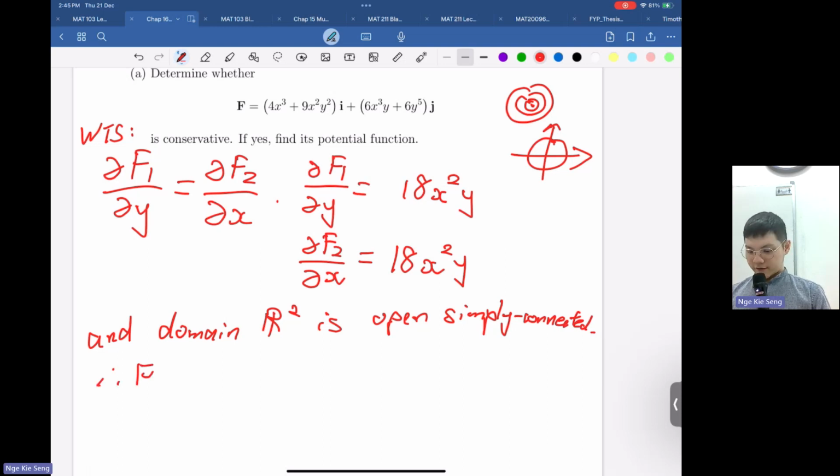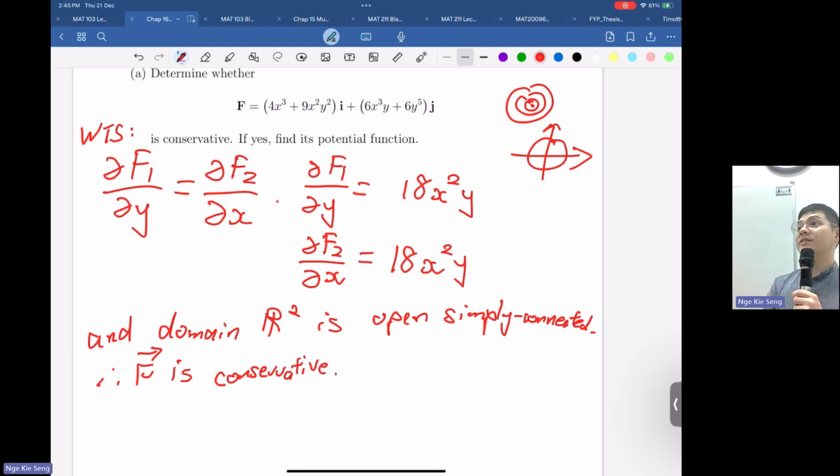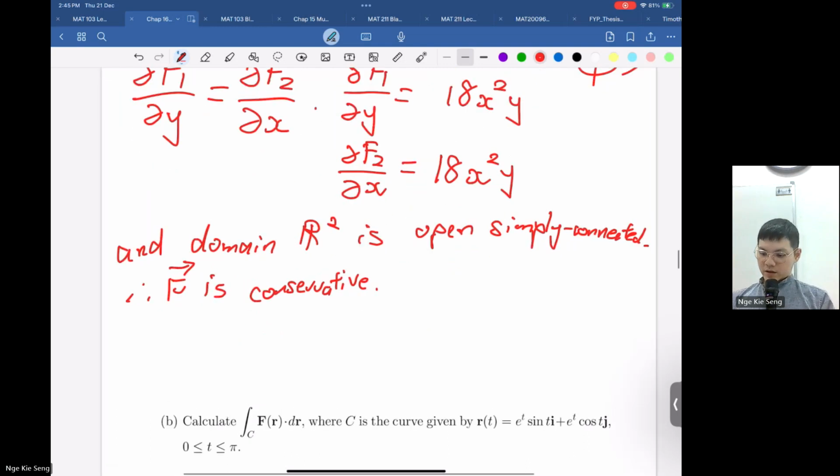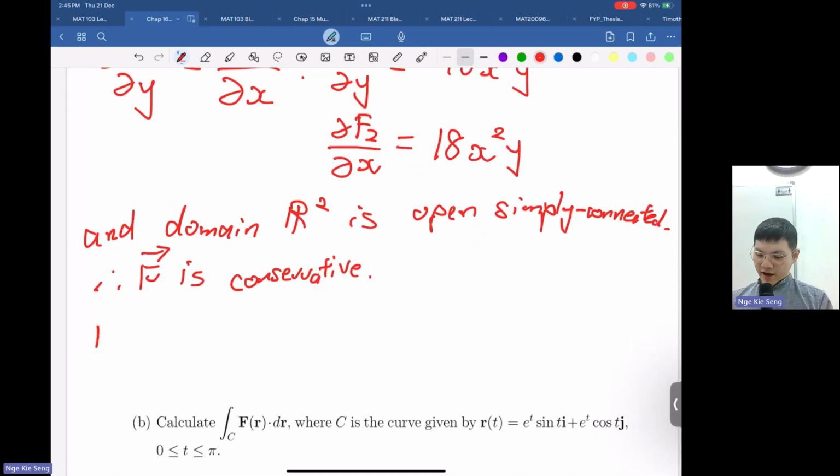So F is conservative. What does it mean for F to be conservative? It is the gradient of some scalar field. Remember the example of the gravitational vector field? It is a gradient of some scalar field. So how do we find the scalar field? You have an equation here: the vector field F is equal to the gradient of some scalar field.